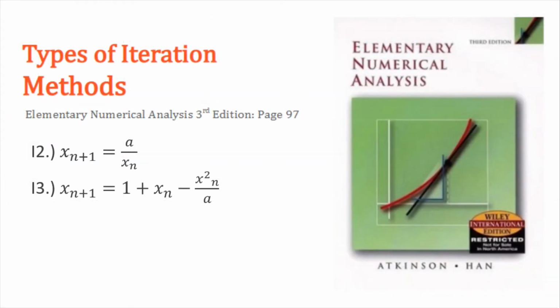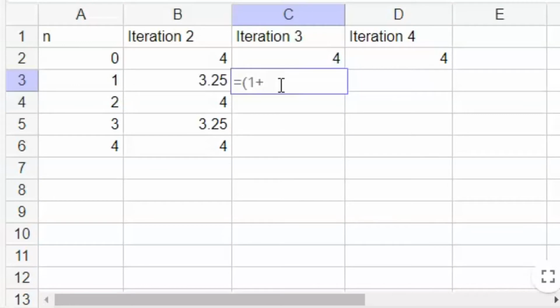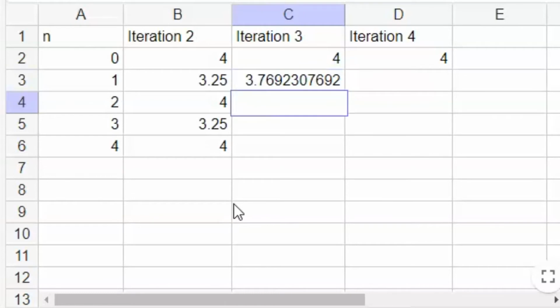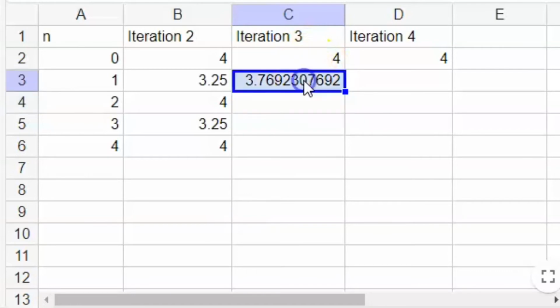The formula here is xn plus 1 equals 1 plus xn minus xn the whole squared over a. Just as we did with I2, we will plug in our values for xn and a here, to find that x1 equals 3.769. And again, we will drag this down to get the next 3 iterations.